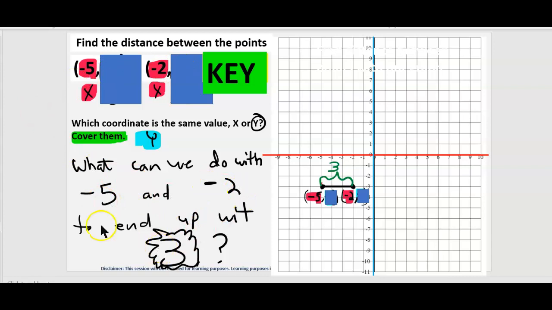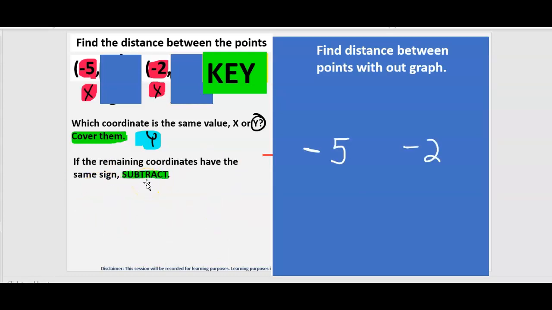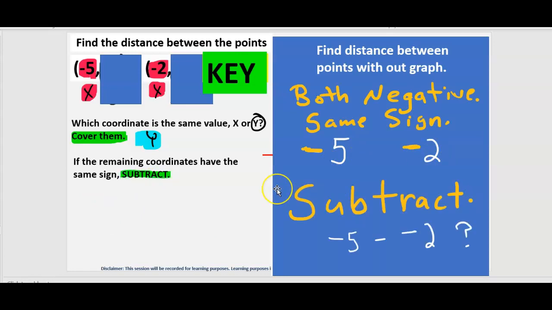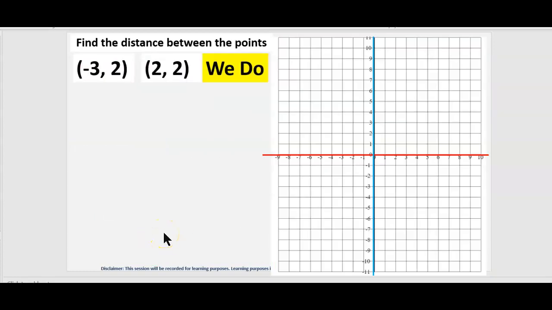What do we do? We subtract 5 and 2, but we ignore the negative signs, right? What's that called? When you have the negative signs and you make them positive. We take whatever they are and make them positive. That's what we're doing. How do you subtract -5 minus -2? You use the absolute value. 5 minus 2. Yay, 3 units.